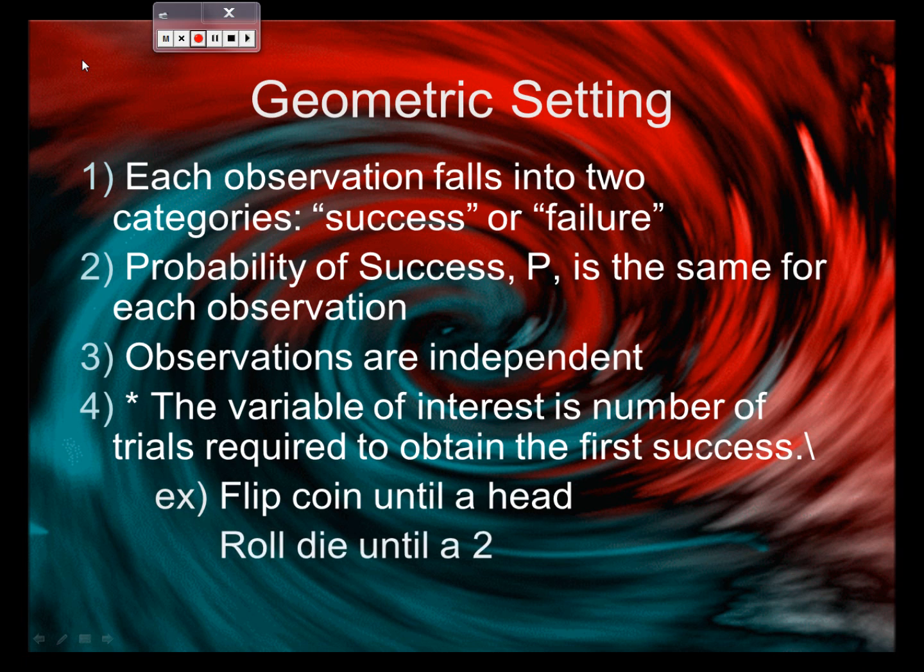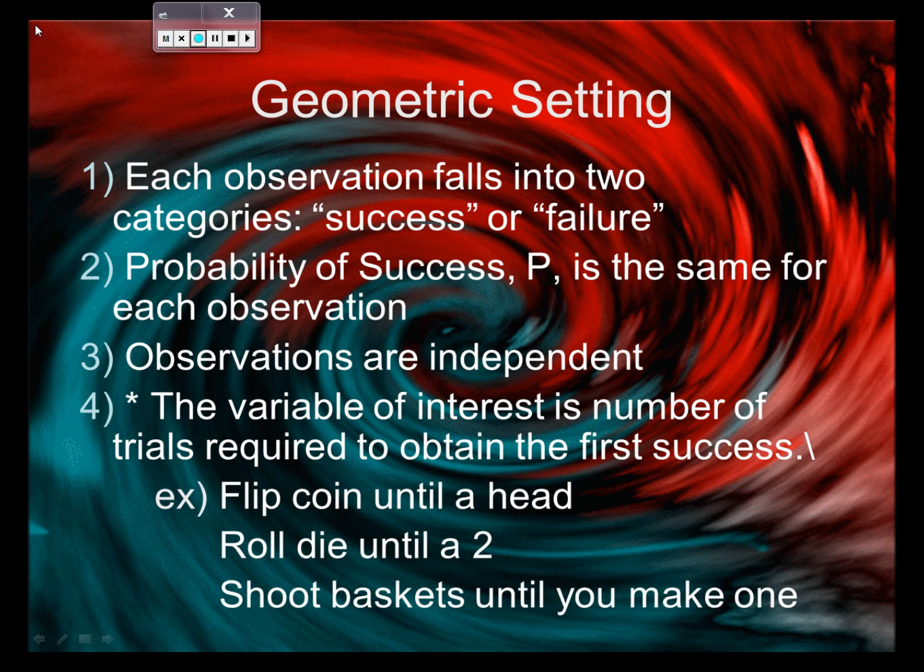Rolling a die until I see a 2. I'm going to keep rolling it, and once I get success being a 2, I'm going to stop rolling. Shoot baskets until you finally make one. I could miss several times in a row. In a geometric setting, I would be interested in making my first shot, let's say on the 5th trial. In a binomial setting, I would have a set amount of 5 shots, and I could ask the question, what is the probability that I make 3 out of those 5 shots? Here, I'm just going to keep shooting until I finally make one.